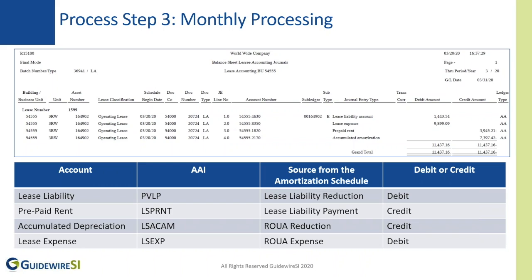Because an operating lease was used in this example, the AAIs for the operating lease are shown on the bottom of the screen. If you go back and look at the amortization schedule screenshot earlier in the presentation, you can see exactly where these amounts come from.